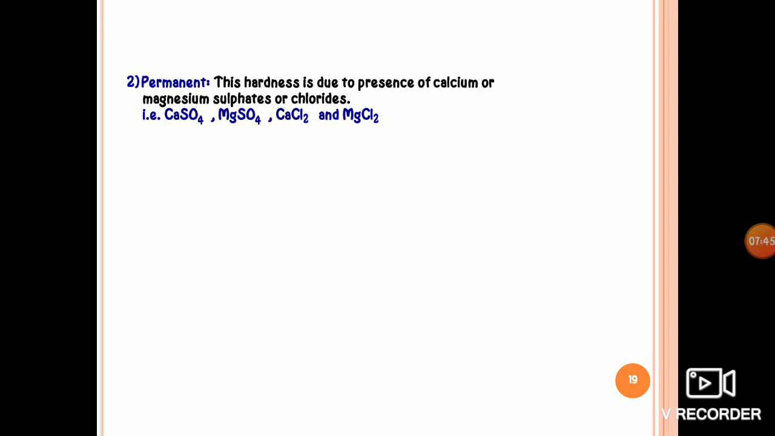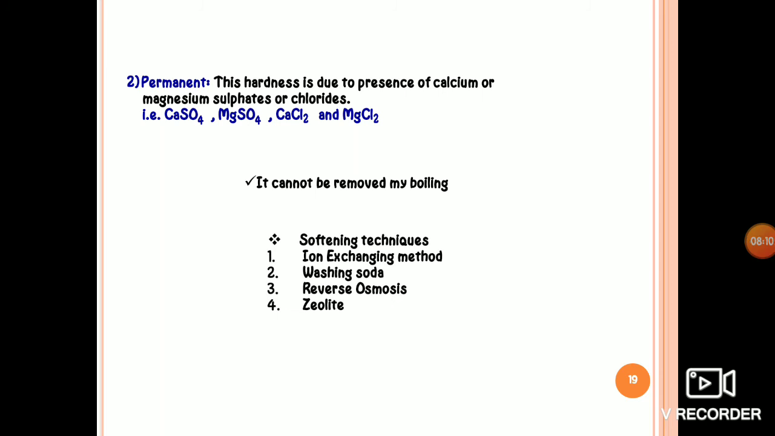Another type of hardness is permanent hardness. This hardness is due to the presence of calcium chloride, magnesium chloride, calcium sulfate, and magnesium sulfate dissolved in water. This type of hardness cannot be removed by boiling. There are a few techniques to remove hardness, known as softening techniques, which include the ion exchange method, using washing soda, reverse osmosis, and zeolite.